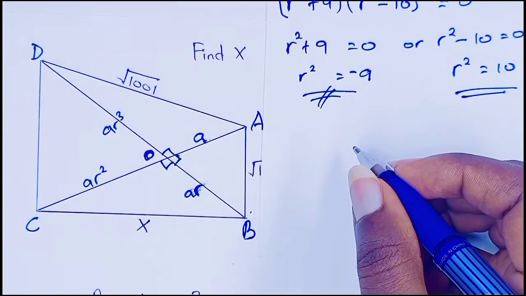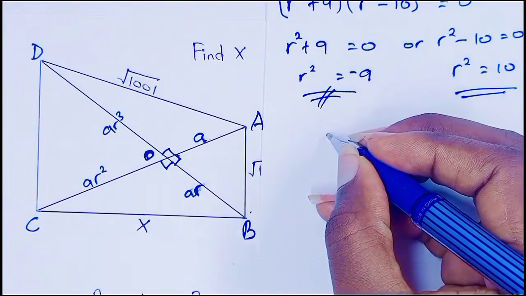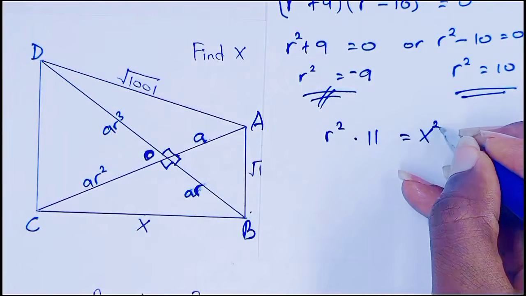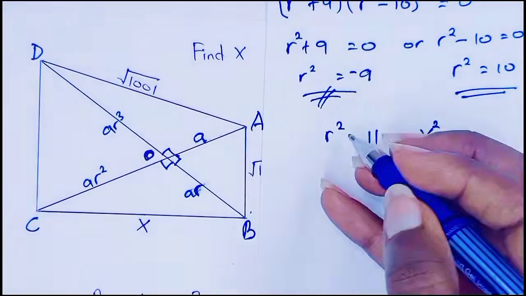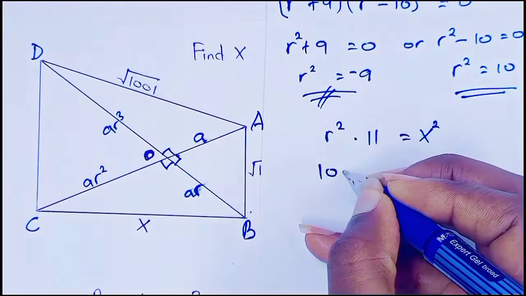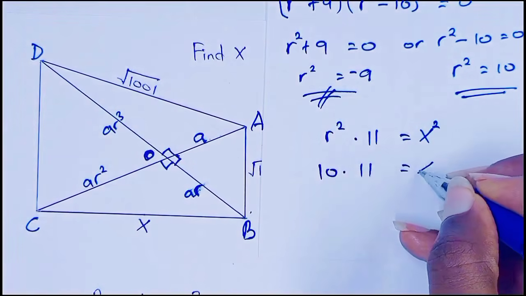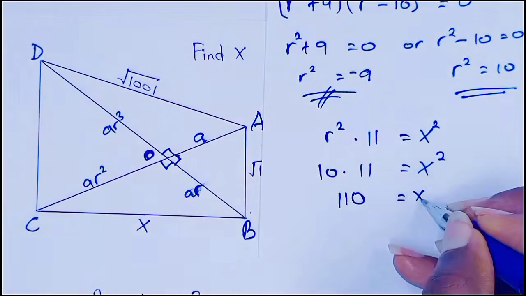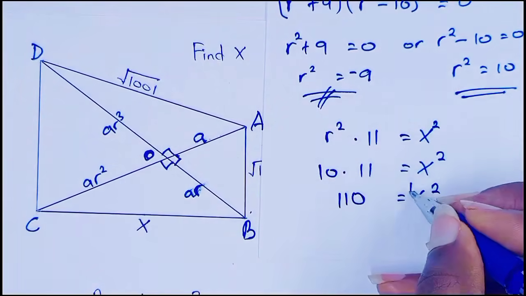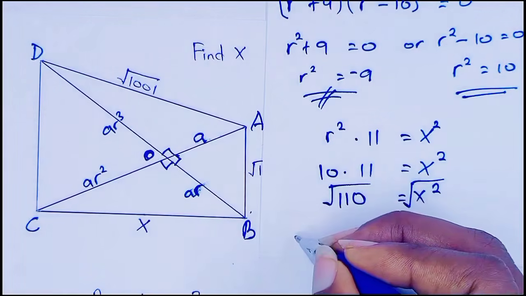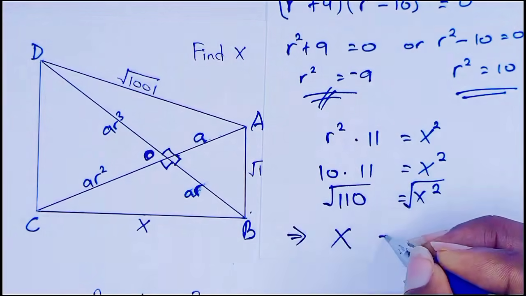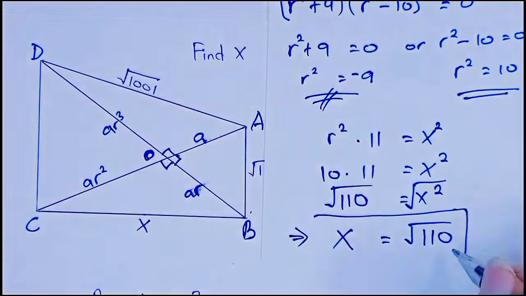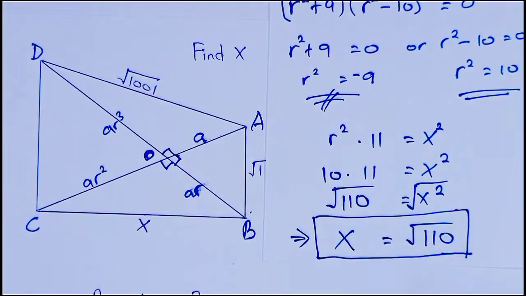So now from equation 3, which was R squared times 11 is equal to x squared, we found R squared to be 10, so we shall have 10 times 11 is equal to x squared. So this will be 110 is equal to x squared. So we find the root. This implies that x is equal to root of 110. So this is our value of x.